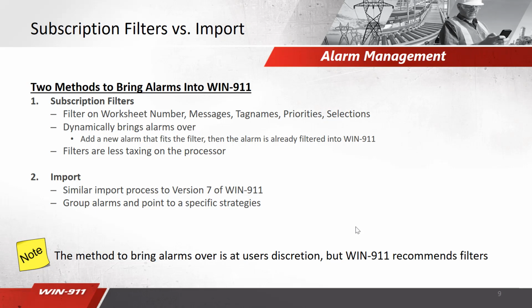In addition to this dynamic means of filtering, it's a little bit less taxing on the processor and doesn't take up as much RAM. Therefore, subscription filters is a version of bringing your alarms over into Win911 that we at the company recommend. The alternative method to bring your alarms over, which I'll show you at the end of the video, is the import method. This is similar to version 7, and you'll group your alarms and you point a specific alarm to a strategy. And that strategy will point to a tactic or call list of people.